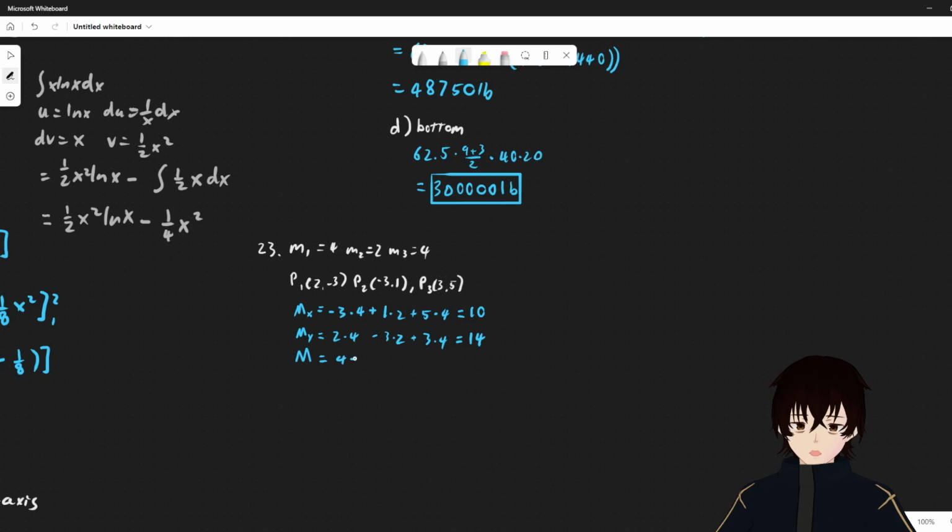M goes to 4 plus 2 plus 4, which is equal to 10. Therefore, mx is equal to 10, my is equal to 14. The coordinates of the center of mass, that's called C. That's fine, right? The center of mass is going to be the average of x, which is going to be my over m. So 14 over 10, 1.4. And then 10 over 10, 1.